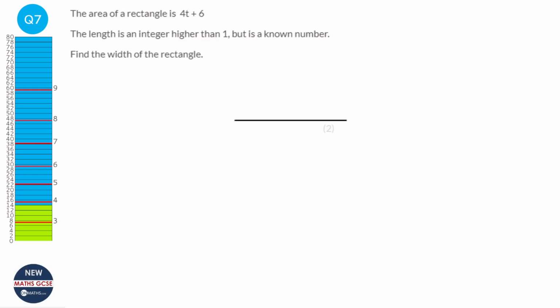So for this question, what we need to do is factorise 4t plus 6. Now, factorise means put it into brackets. So what I can do is put a 1 on the outside here. So 1 times 4t plus 6 is 4t plus 6, but the question clearly states that it is higher than 1. So we need to find another number that's higher than 1 to factorise this with.